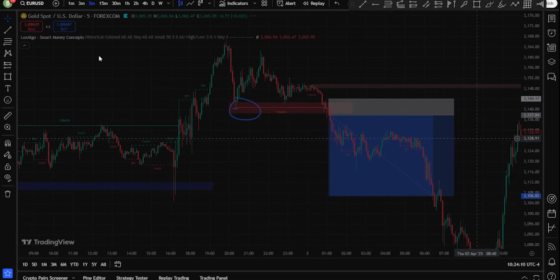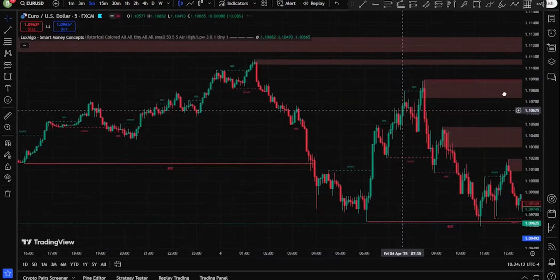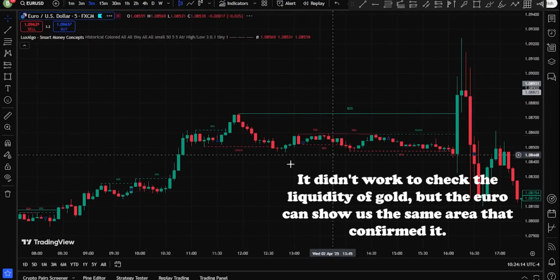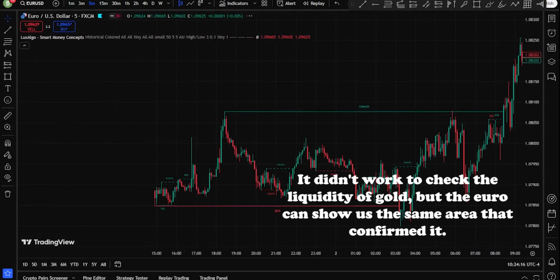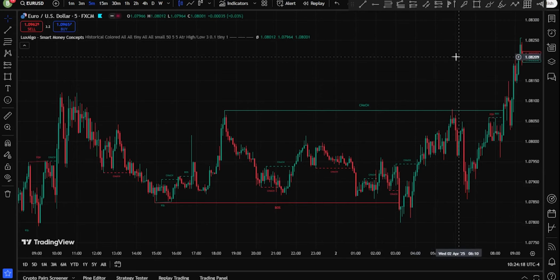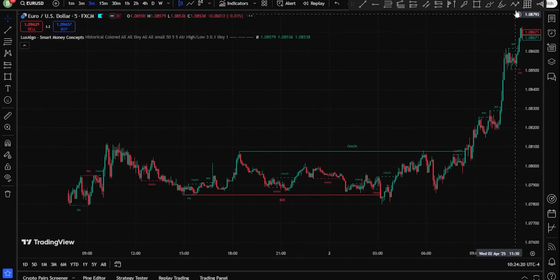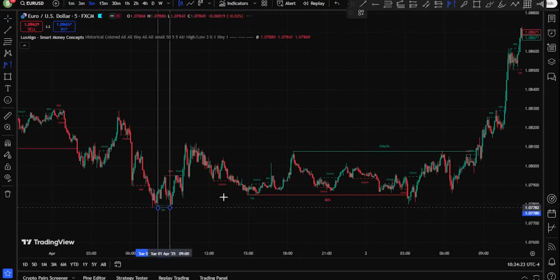Identifying the range with the highest volume of transactions. This is one of the most powerful parts of the strategy. Knowing where the highest volume occurred shows you where institutions are most active. This is the battle zone between buyers and sellers.